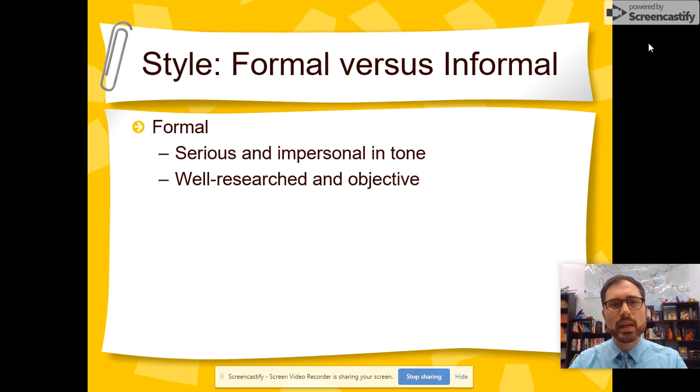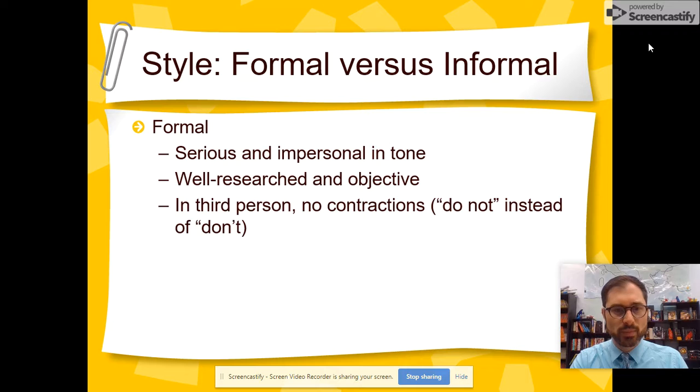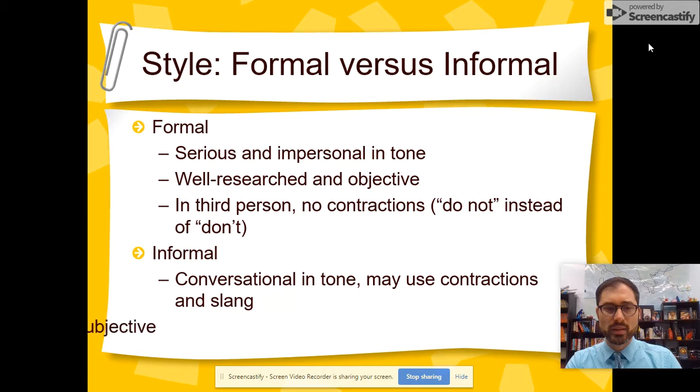When we're speaking or writing, we want to take a look at the formality. How serious are we? So we can look at this as a spectrum from being really serious on one end, where we're going to write in third person. We're not going to use first person pronouns like I. We're not going to use contractions, to informal on the other end.